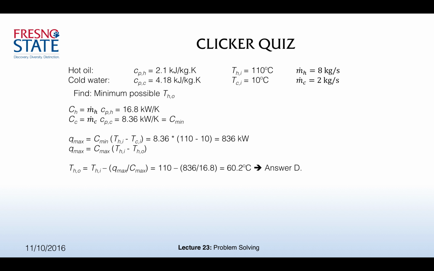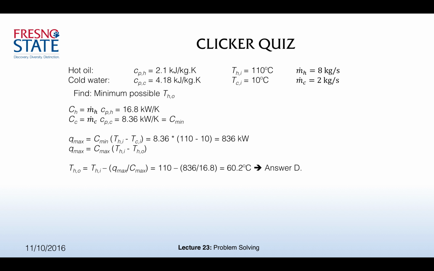So here, since I'm dealing with the minimum possible outlet temperature, like I said, I would need to find the maximum possible heat transfer or heat rate. So to be able to do that, I would require C minimum. So to find C minimum, I need to calculate both C's for hot and cold fluids and find the minimum of both. So I would start with the hot fluid. C hot, or the heat capacity for the hot fluid, is m dot H times CpH. In this case, it's going to be 8 times 2.1, and the answer here would be 16.8 kilowatts per Kelvin.